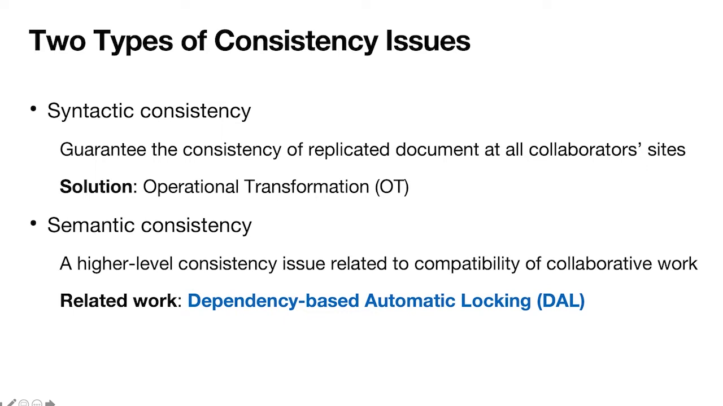The solution is the operational transformation technique. By transforming the remote operations under certain conditions, the syntactic consistency of the replicated document can be guaranteed at all collaborator sites. In addition, there is another higher level consistency problem named semantic consistency. Syntactic consistency concerns the consistency of the replicated code, while semantic consistency emphasizes the consistency of coding logic. For supporting semantic consistency maintenance, prior work proposed a dependency-based automatic locking scheme, DLL, which prevents concurrent editing working on the same and interdependent source code regions.